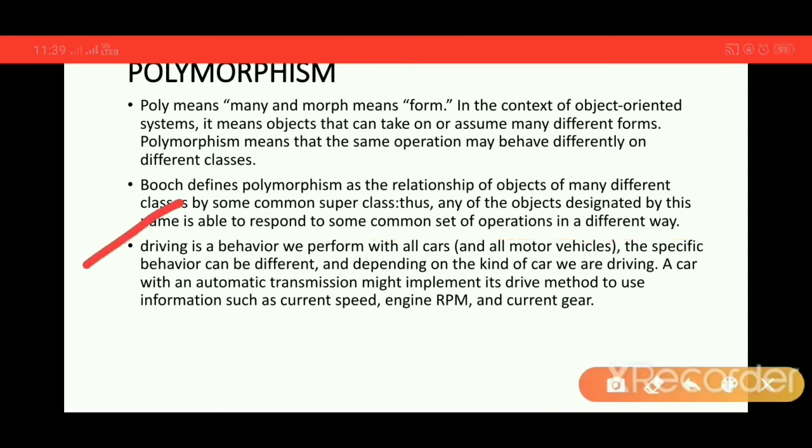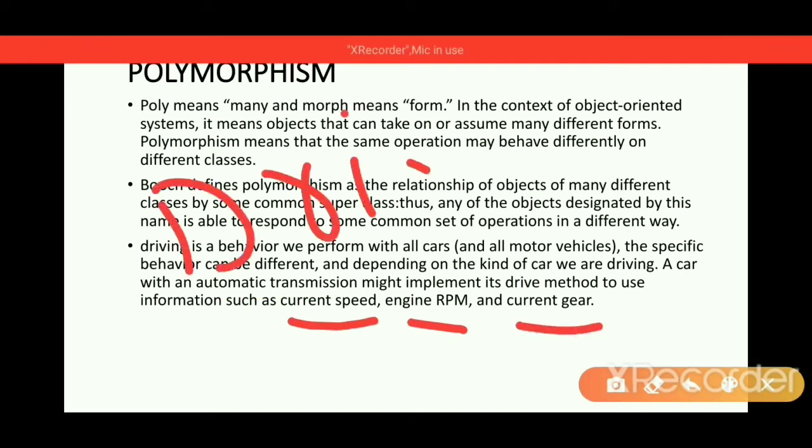Driving is a behavior we perform with all cars. With all the cars we have the same behavior, that we can drive the car. The specific behavior can be different depending on the kind of car we are driving. A car with an automatic transmission might implement its drive method to use information such as current speed, engine RPM and current gear. See guys, drive is the same operation in all motor vehicles or cars.